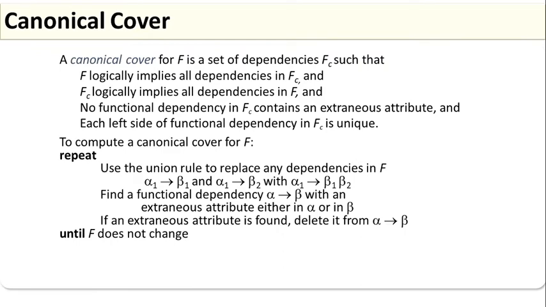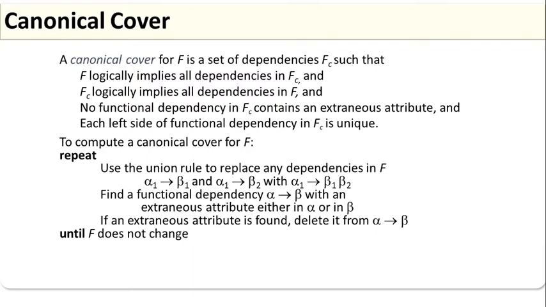Then what is the canonical form for this? A canonical cover for a set of dependencies F is a set Fc such that F logically implies all the dependencies in Fc, and Fc logically implies all the dependencies in F, and no functional dependency in Fc contains an extraneous attribute, and each left side of a functional dependency in Fc is unique. To compute the canonical cover for F, repeat: use the union rule and replace dependencies in F, alpha 1 determines beta 1 and alpha 1 determines beta 2, with alpha 1 determines beta 1 beta 2.